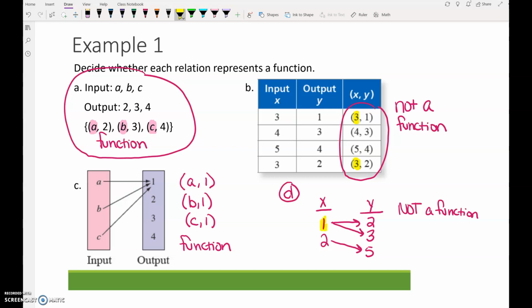The value 1 is linked to 2, so that's the ordered pair 1, 2. It's also linked to 3, that's the ordered pair 1, 3. So x is used twice, that makes it not a function. Y values can be used more than once, that's totally fine. X values cannot be used more than once.